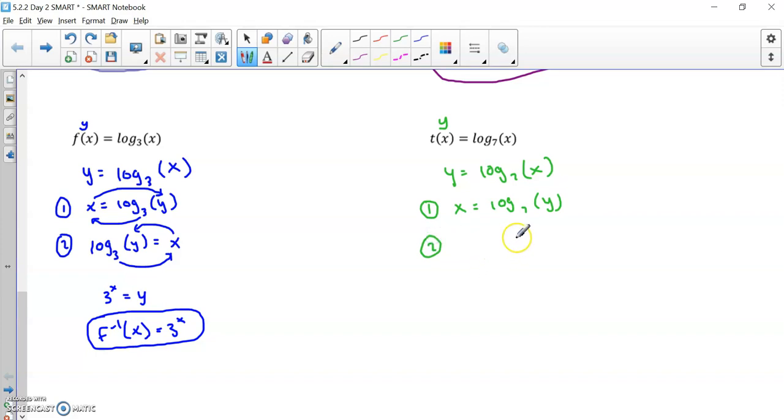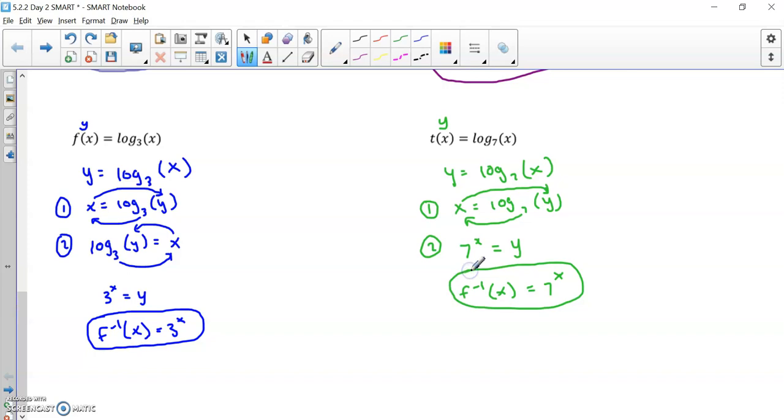So now I'm ready to put it in exponential form, so I'm going to go ahead and do my backwards circle of life. It's not really backwards, just backwards from the first time we learned it. So I start at 7 and I raise it to the x power and equal to y. So my answer is 7 to the x. And I am done.